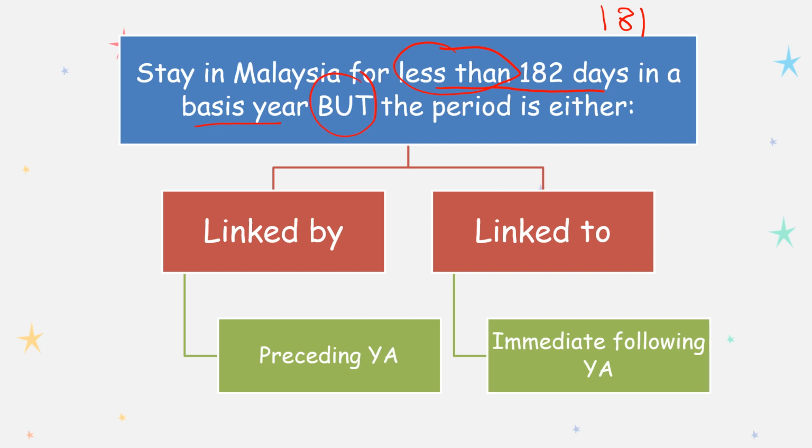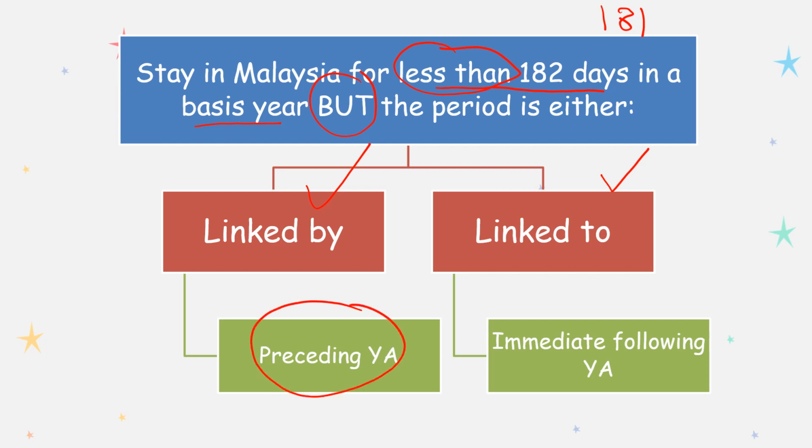However, the period is either linked by or linked to. Alright, linked by or linked to. So meaning to say, guys, like this. The taxpayer stays in Malaysia less than 182 days. However, the period can be linked to, or linked by, meaning to say we need to refer to the preceding YA.